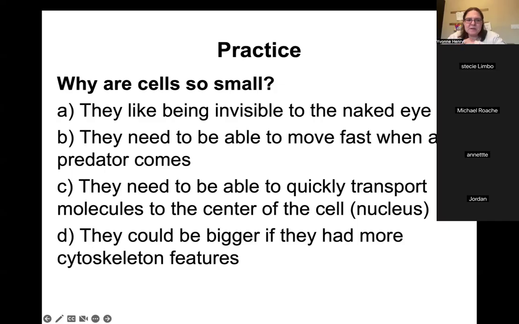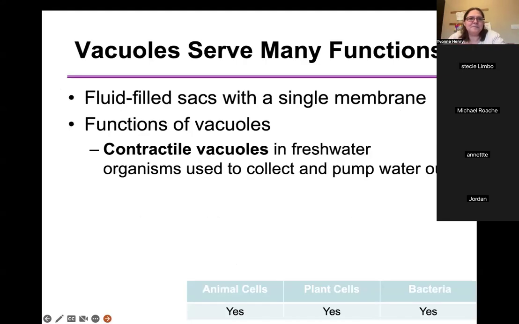Cells need to be small because they have to move things in and out of the cell to the center of the cell, right? To get things to the nucleus and all the supplies that are needed for the cell to function. So if it's too far of a distance, your little vesicle is going to run out of gas and not get there if it's too big. Good. All right, so let's look at some more organelles and features of cells.